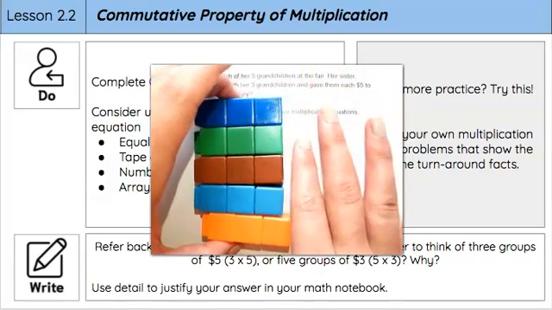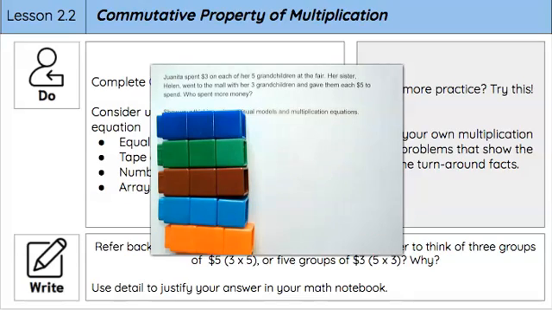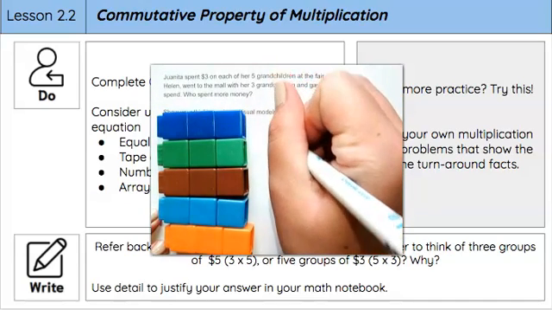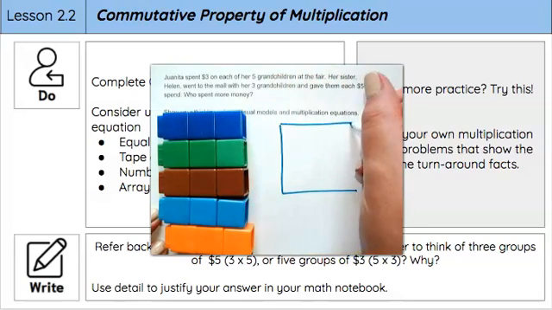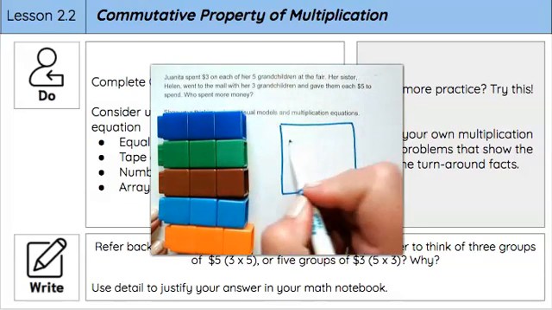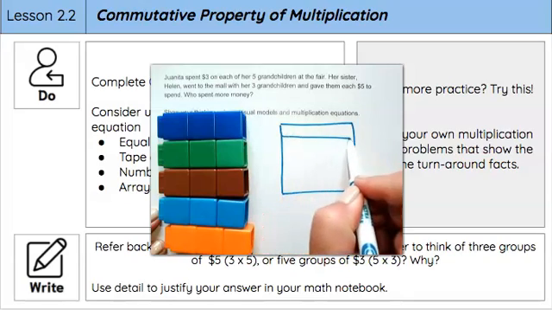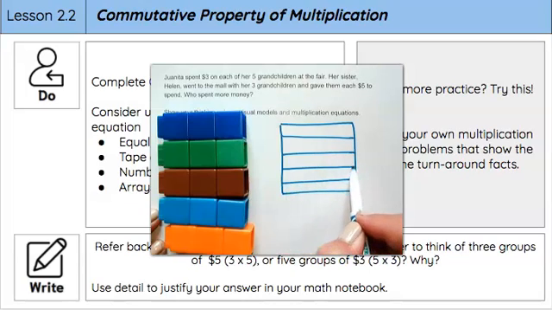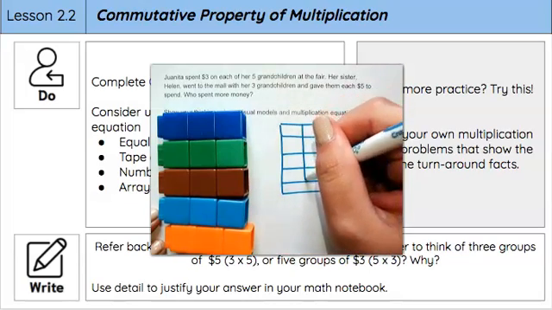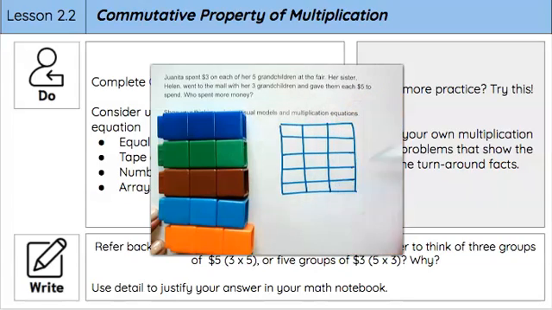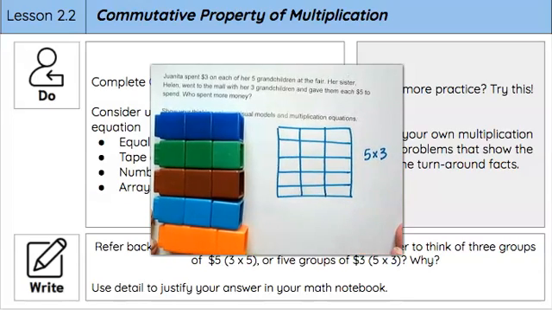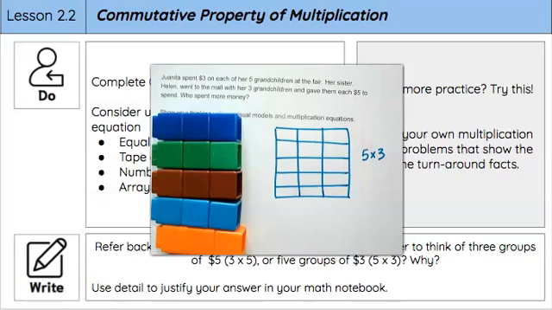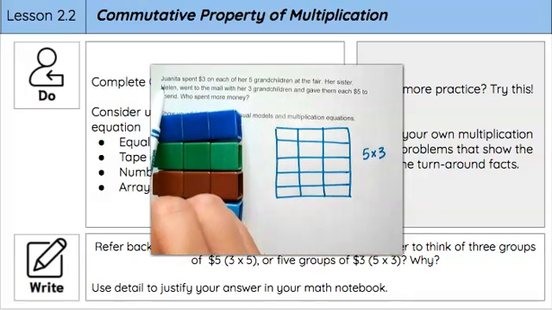Now that I've used my manipulatives, I'm going to draw this out. So I have 5 rows. And in each row, 3. So 5 times 3 is my equation. I'm not going to solve this for you because this is what I want you to do. My next step after I solve this is to look at Helen.